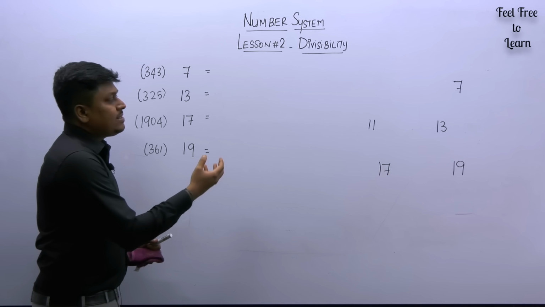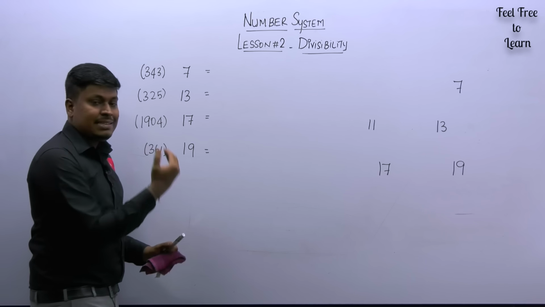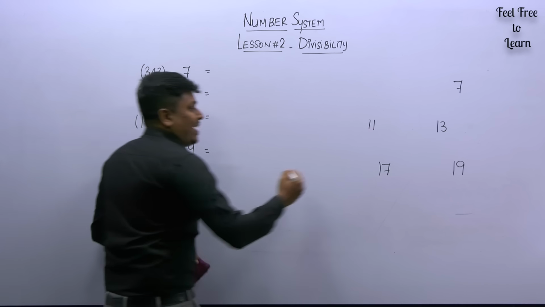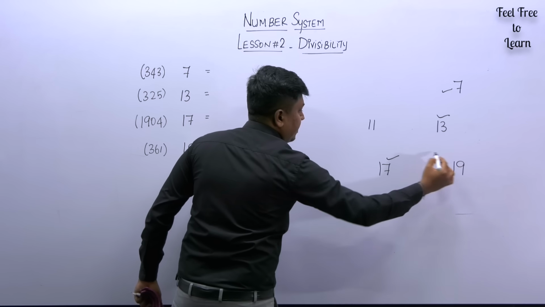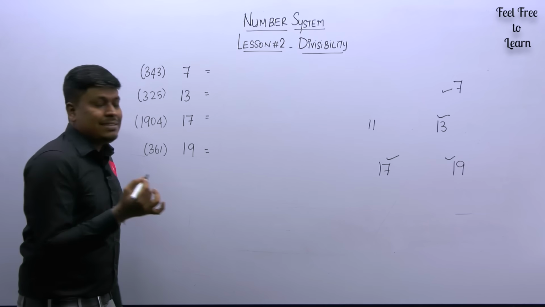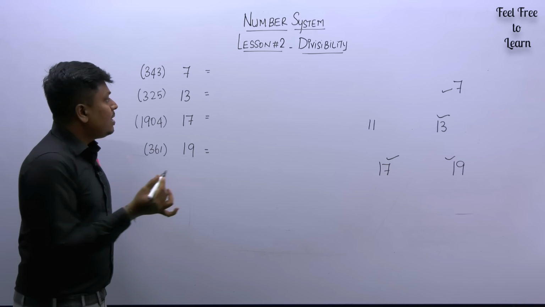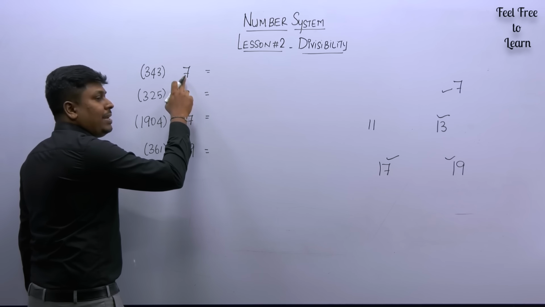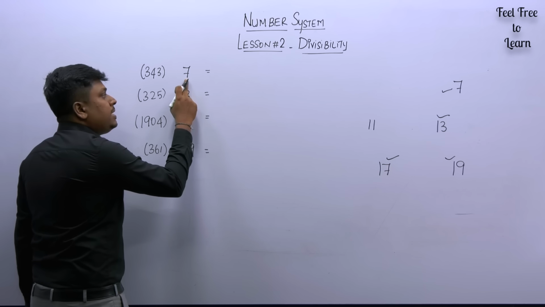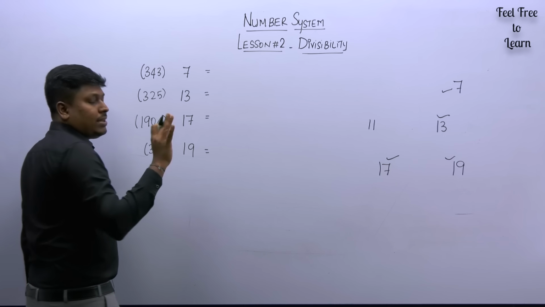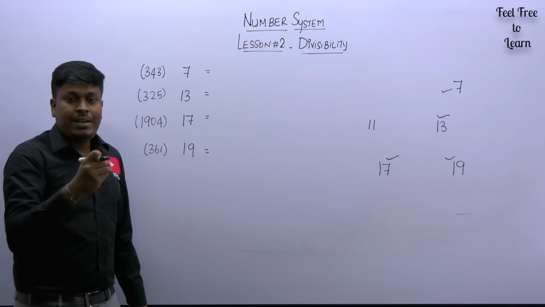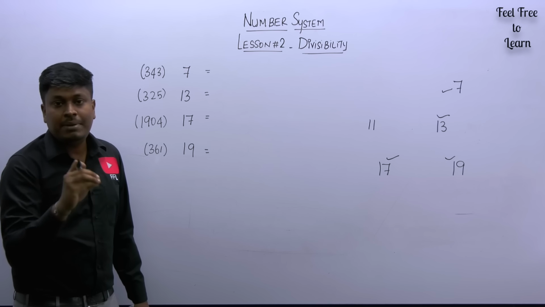So here the next set will be 7, 13, 17 and 19, right? Except 11, we are taking the remaining numbers, that is 7, 13, 17 and 19. Let me take the first number, that is 7. We are going to learn the divisibility rule for 7. For example, they have given a number as 343, and we need to check whether this number is divisible by 7 or not.